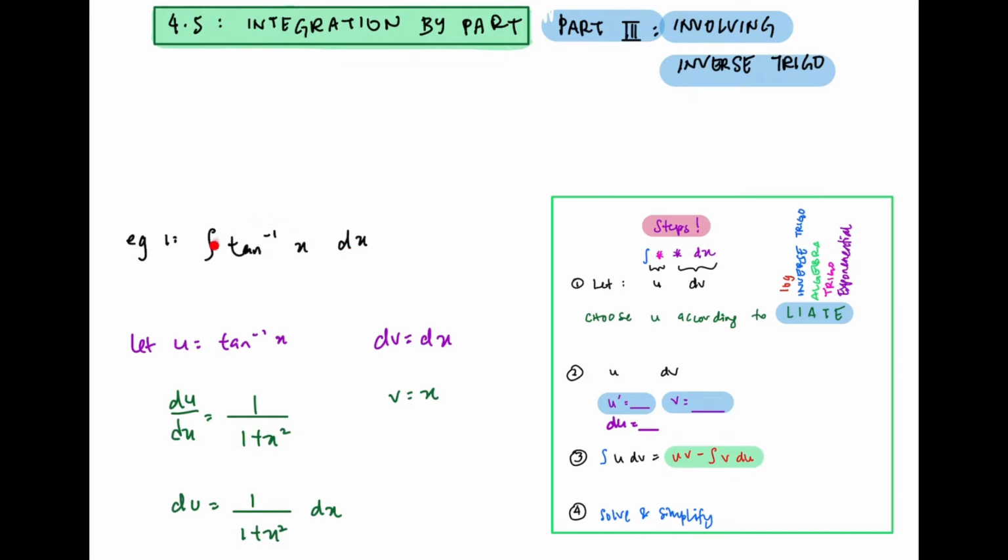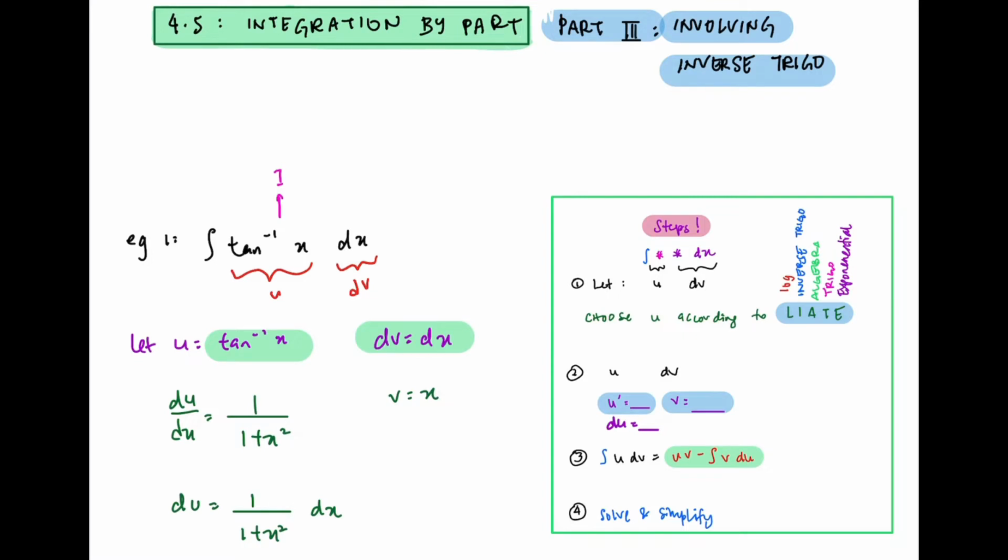You only have one function here, which is inverse trigo. So this stands for I, which is inverse trigo. Therefore, we can say that this is equal to u, because you only have that one function there. Since this is equal to u, the rest of this is equal to dv. Therefore, dv is equal to dx.